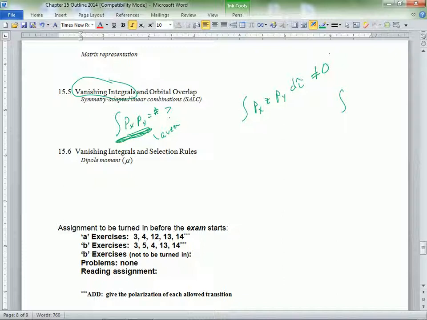So what they say then is that for that to be non-zero, that integral has to span the totally symmetric irrep, A1. And we'll see what that means mathematically by the end of the hour. And that's about as close as I can get to giving you some idea there.